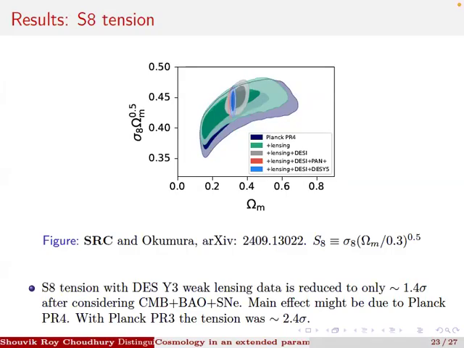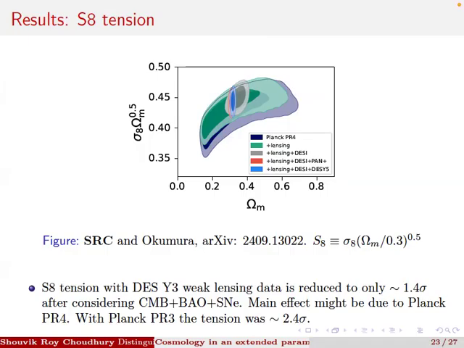Now, some of you might have heard of the S8 tension as well. This is a measurement of the sigma 8 parameter multiplied by omega m divided by 0.3 to the power 0.5. So this is the S8 parameter basically.